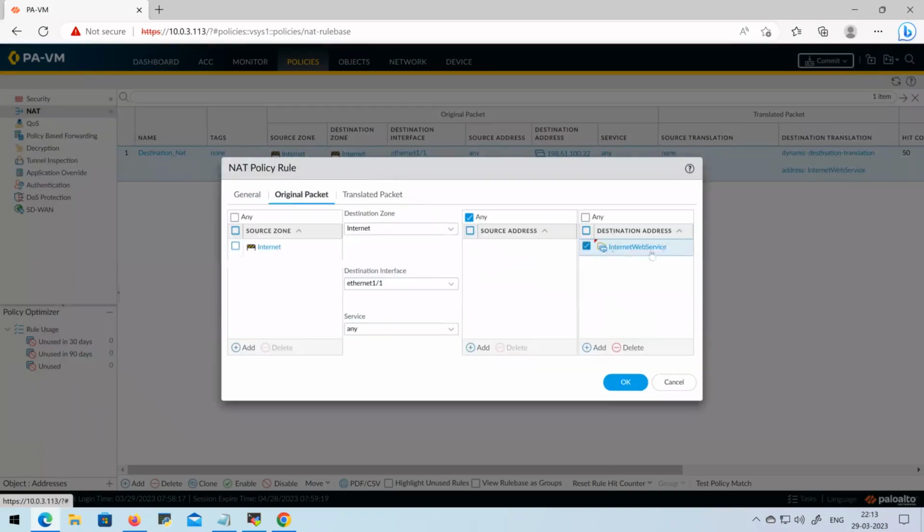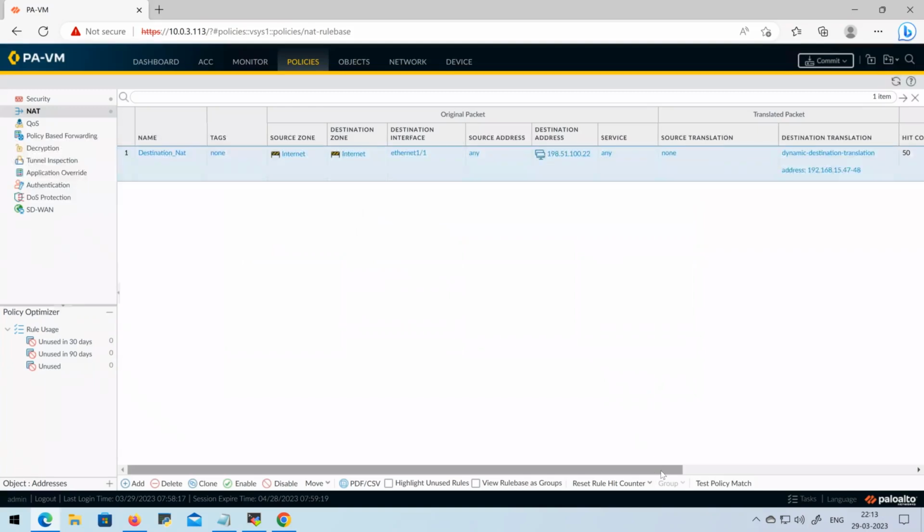In the original packet, the destination address will be 198.51.100.22. That is correct.